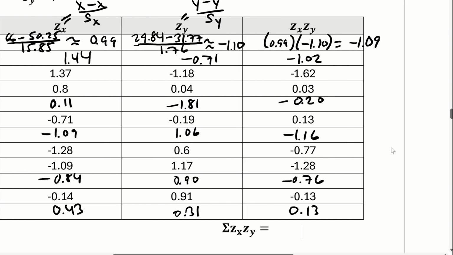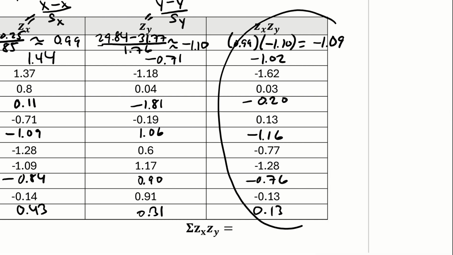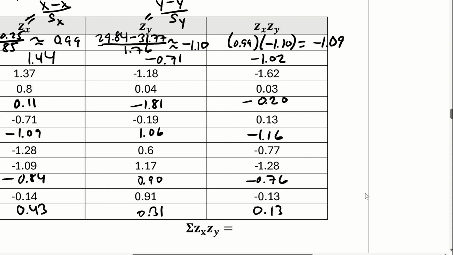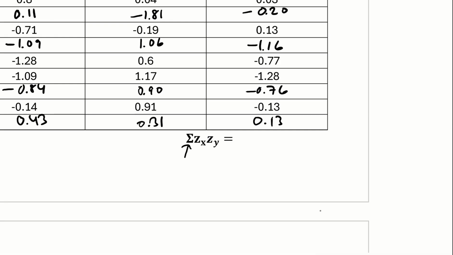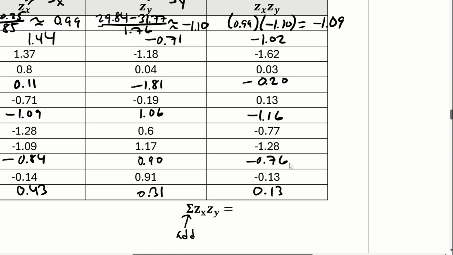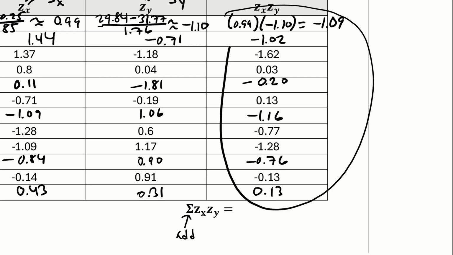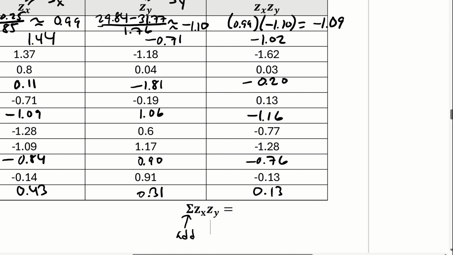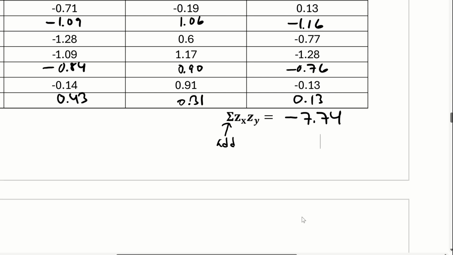All right, so after you do that hard work, you take this column and you add it. That's what this is for. Remember, the little sigma symbol means you add, right? So you add that last column. If I add those numbers together, I get negative 7.74. And that's the total. Now we can get R.